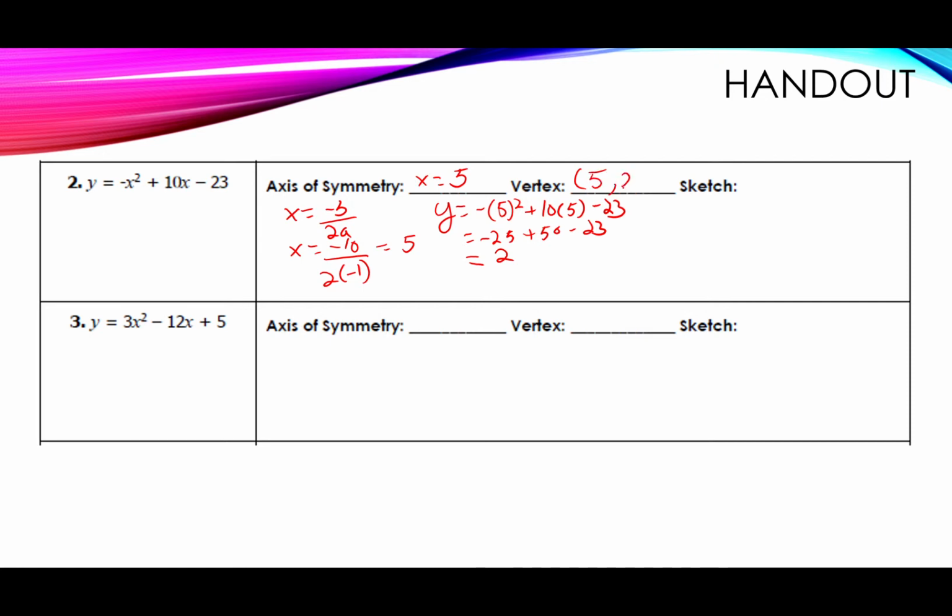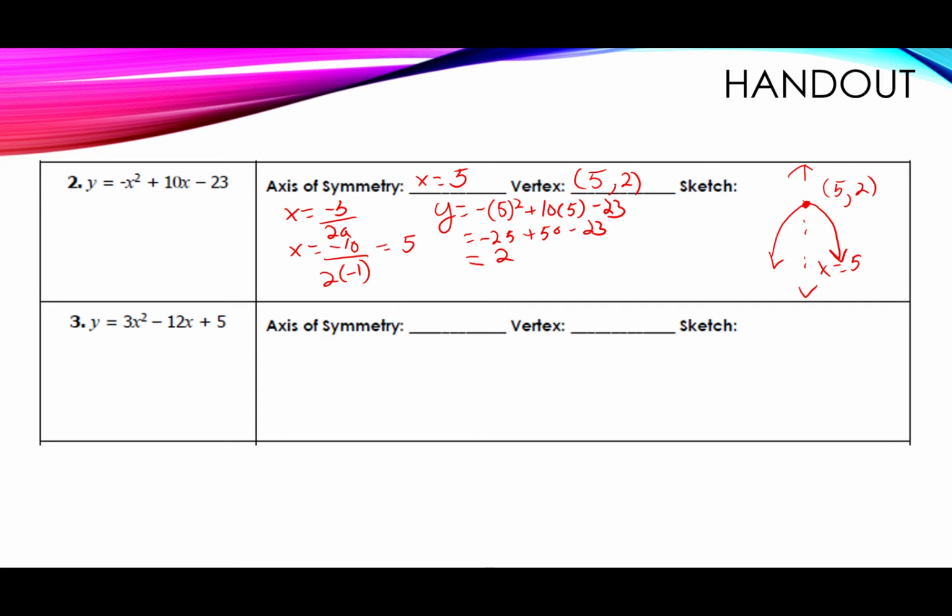So my vertex is 5, 2. If I sketch this, here's my axis of symmetry. That's x equals 5. Because a is negative, it opens down. And my vertex here is 5, 2. That's all this is. All right, going to keep going.